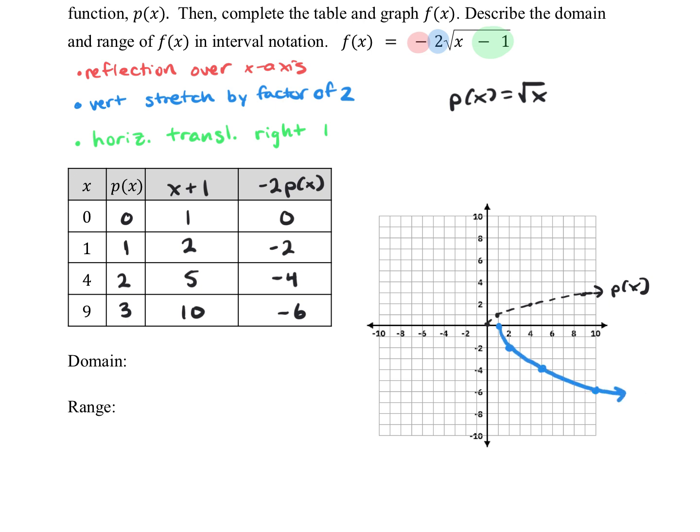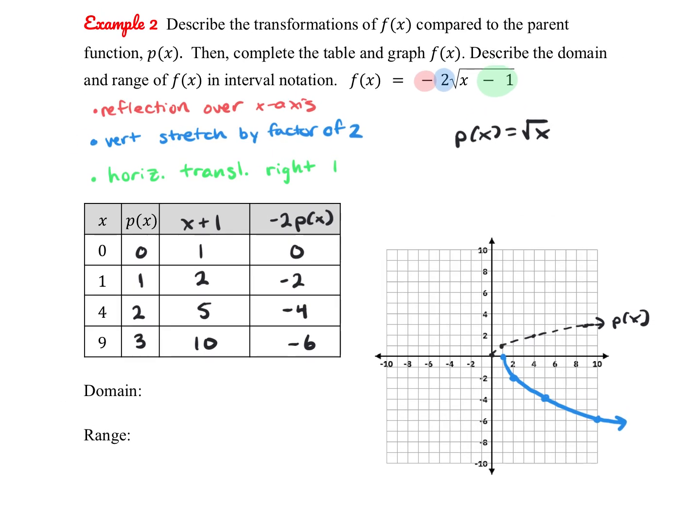So you can see that our graph has definitely been reflected. It's been shifted to the right one, and it is definitely growing a little bit faster vertically than our parent function, which is why it looks a little bit more stretched out. So that's that vertical stretch by a factor of 2.